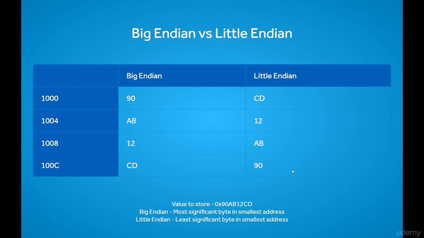And this is really important to know when you're trying to look at data in memory. If you look at the data in memory and start interpreting it as a big Endian format, you'll get it all wrong. So you have to make sure you're interpreting it as little Endian format.